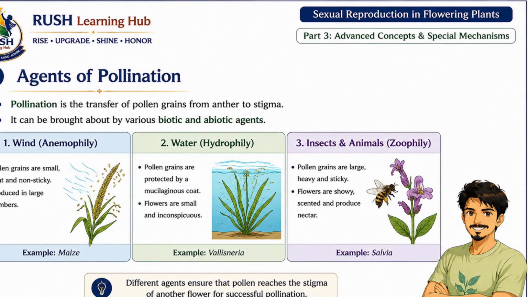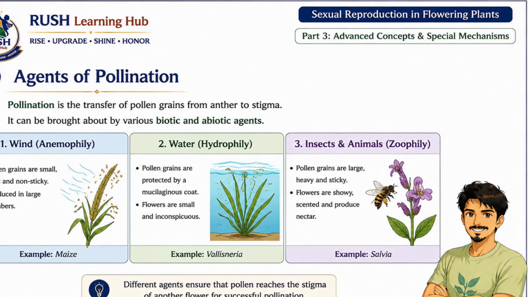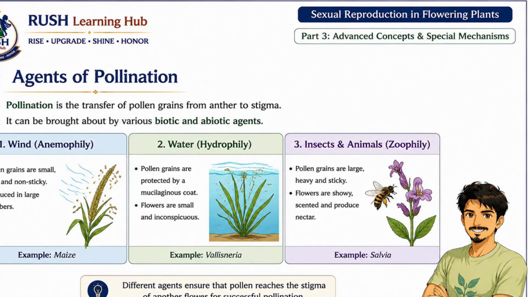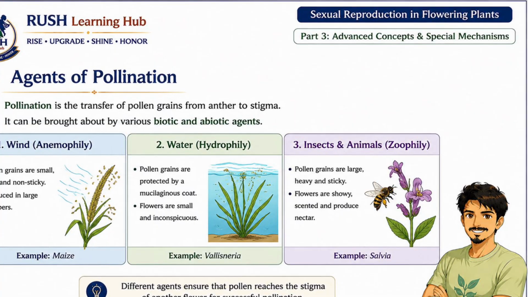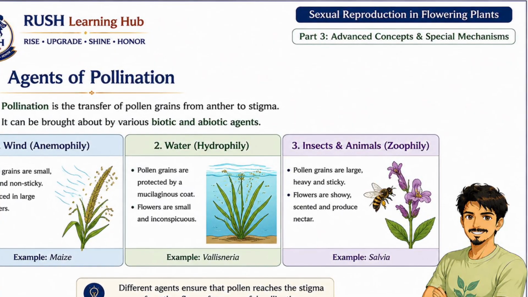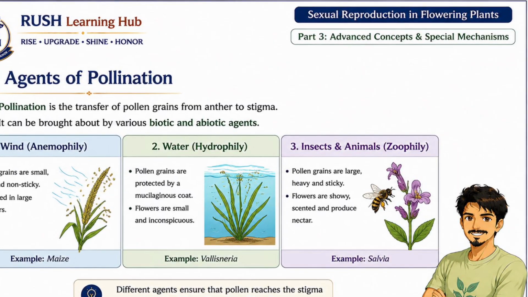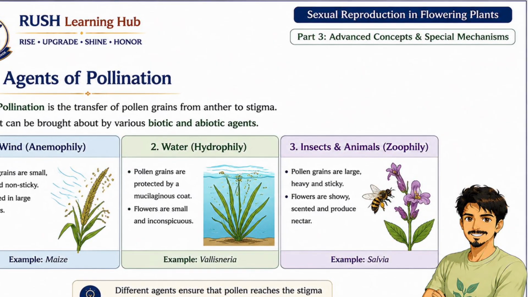The pollen grains in animal-pollinated flowers are generally large, sticky, and often spiny. These characteristics help them attach to the bodies of pollinators and be transported to other flowers. A common NCERT example is salvia, which is pollinated by insects.